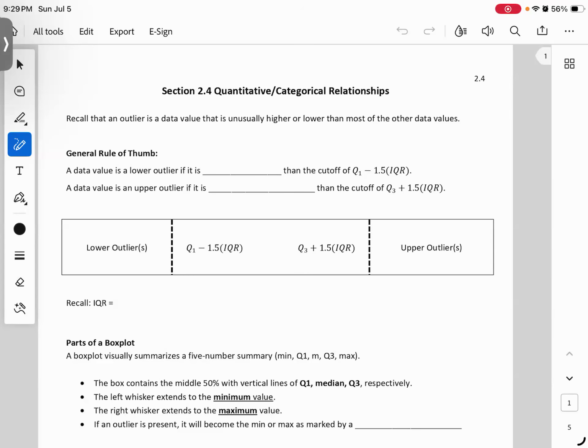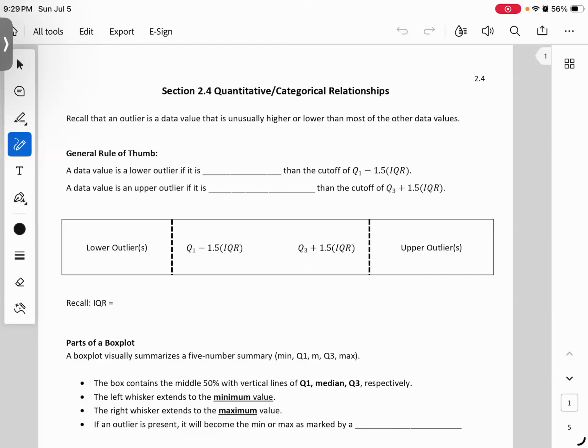Alrighty, for 2.4, we're going to be looking at a mixture of variables where we're going to have quantitative and categorical variables mixed together. More specifically, we're going to be looking at box plots. Box plots are a way to summarize a five-number summary. We're also within those box plots going to look to see whether any data values happen to be outliers.